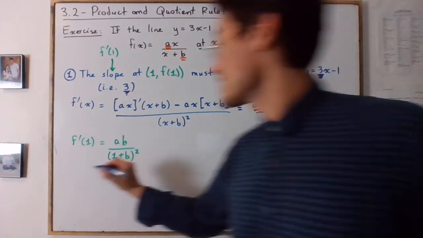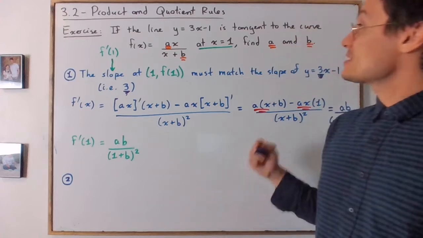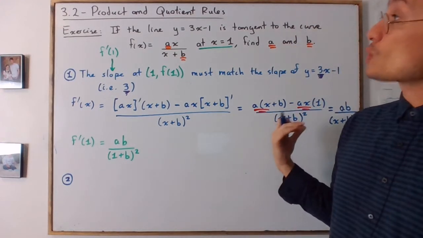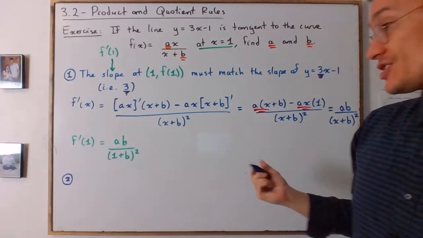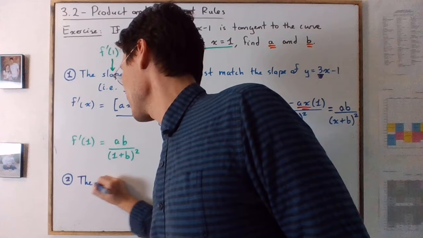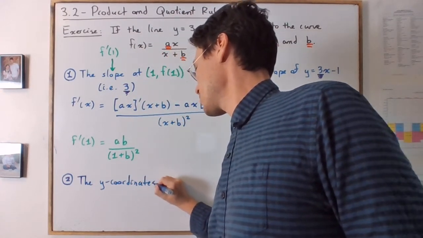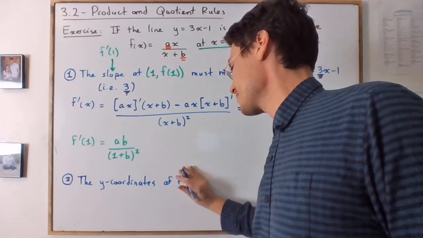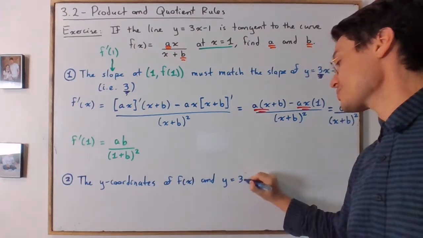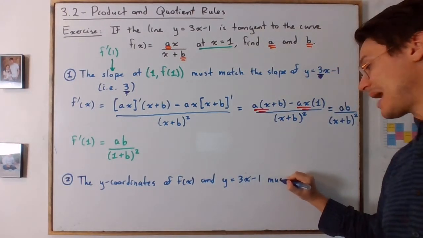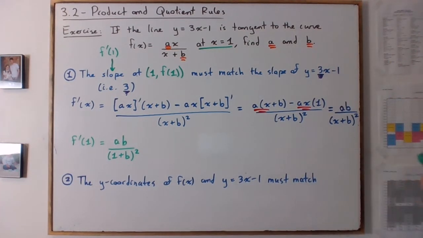All right, second step. Now we're done with the first step. The second step is what I just told you about: that at x equals 1, the y coordinates need to match. So the y coordinates of f of x and y equals 3x minus 1 must match, but again, at x equals 1.